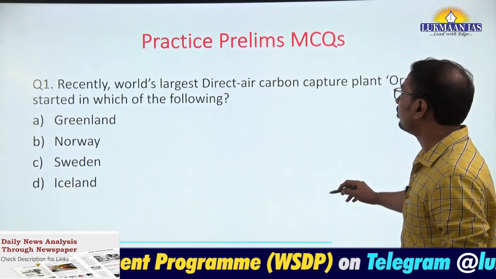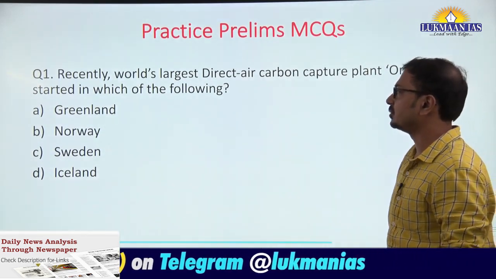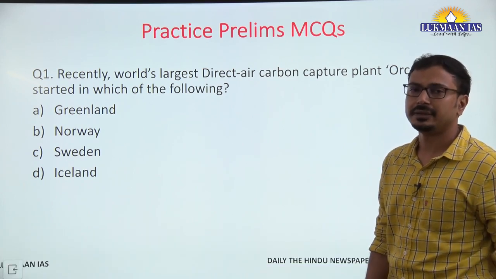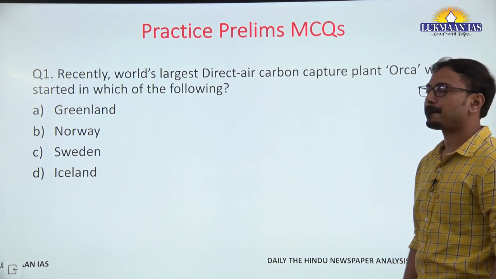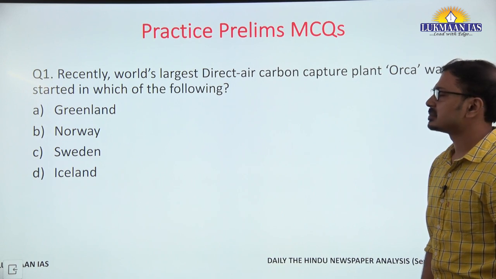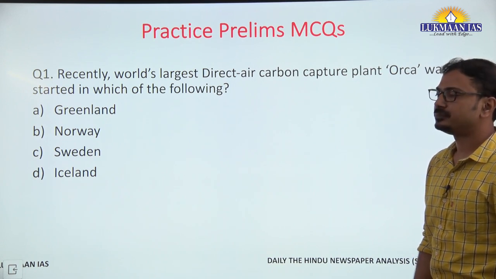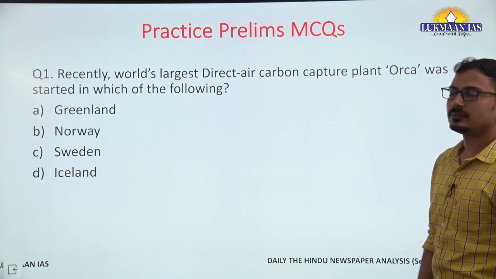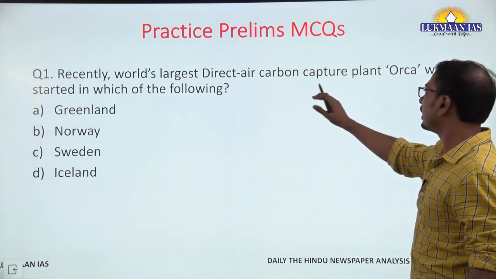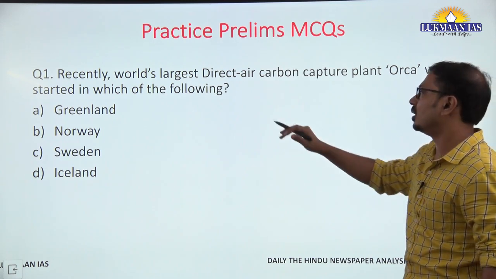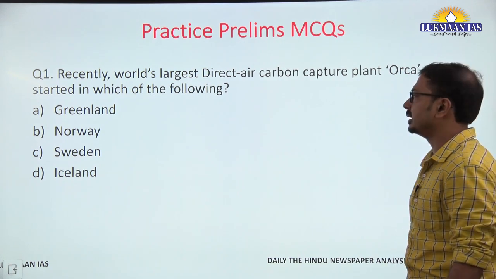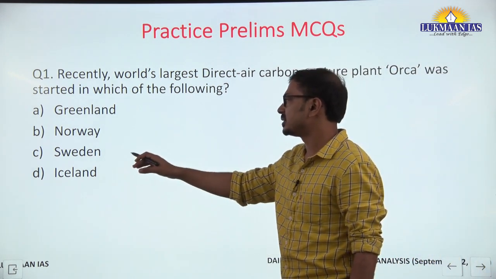Now practice prelims MCQs. What could be the answer to this question? One-liner questions are there, so we can solve them quickly. Recently the world's largest direct air carbon capture plant, Orca, was started in which of the following countries? Greenland, Norway, Sweden, Iceland.